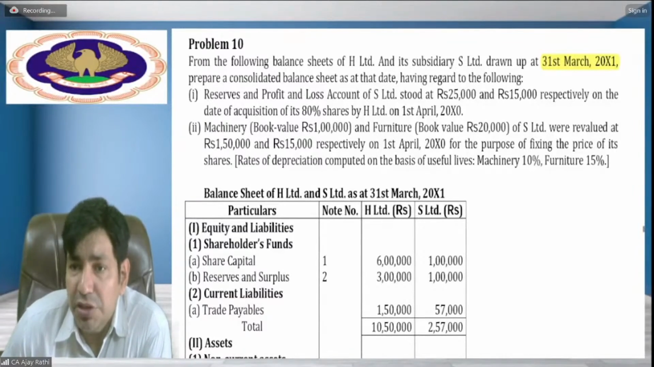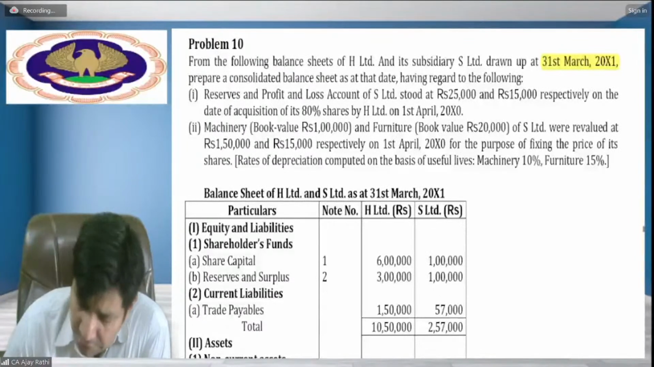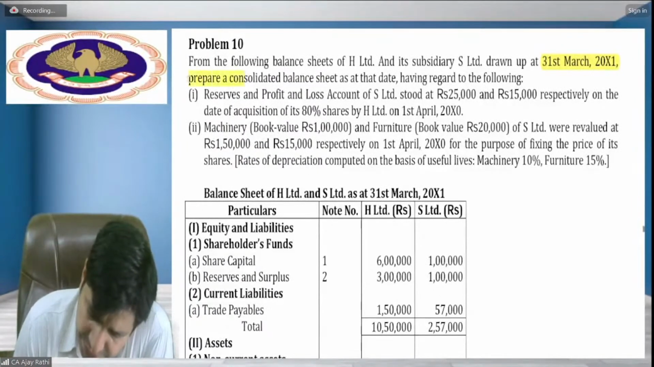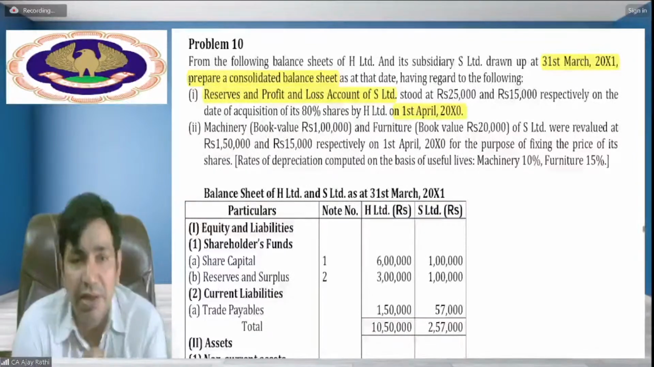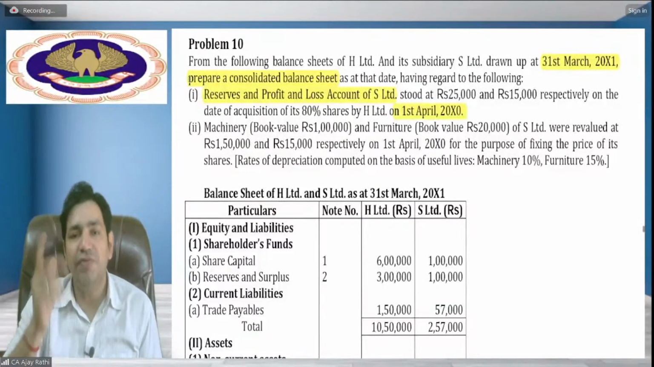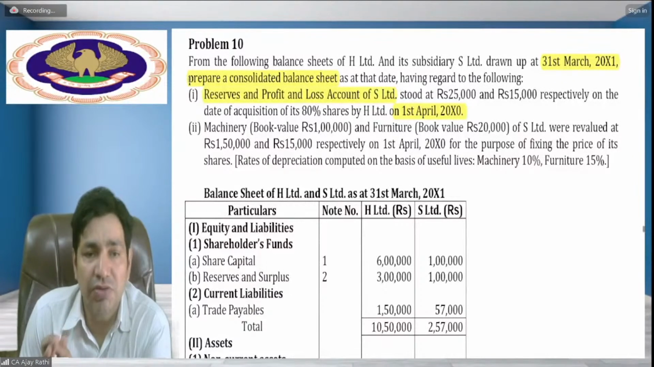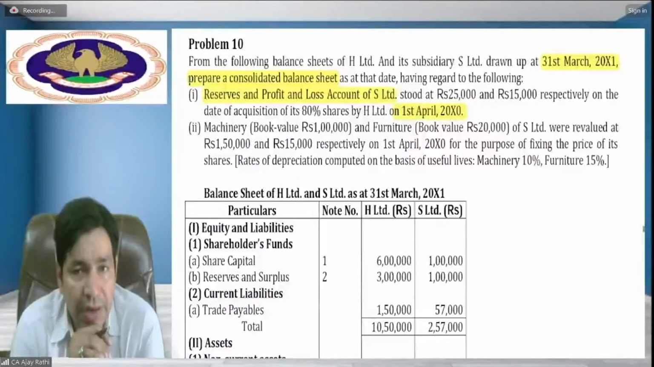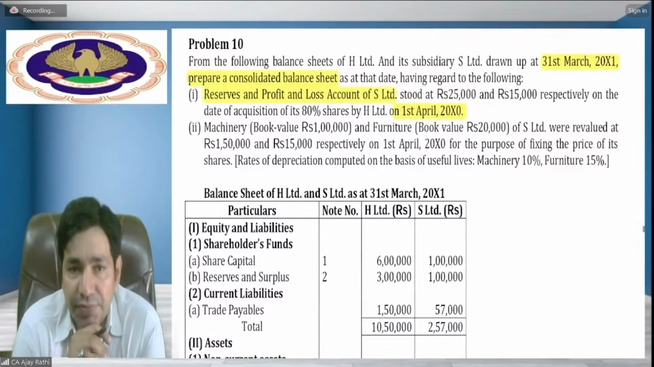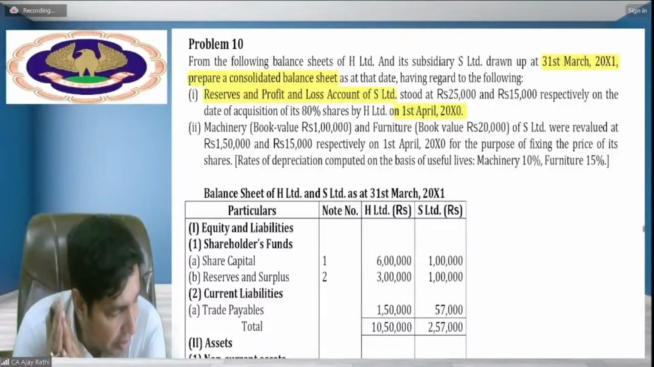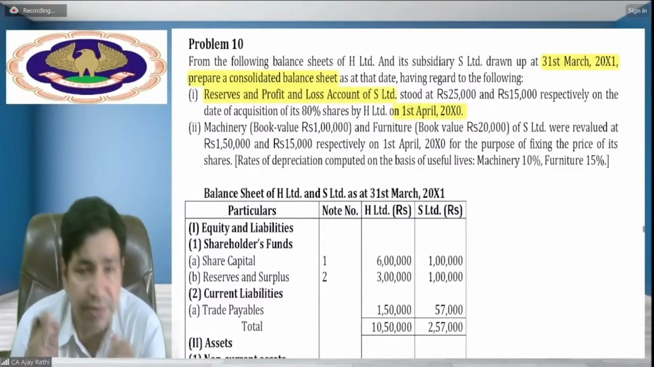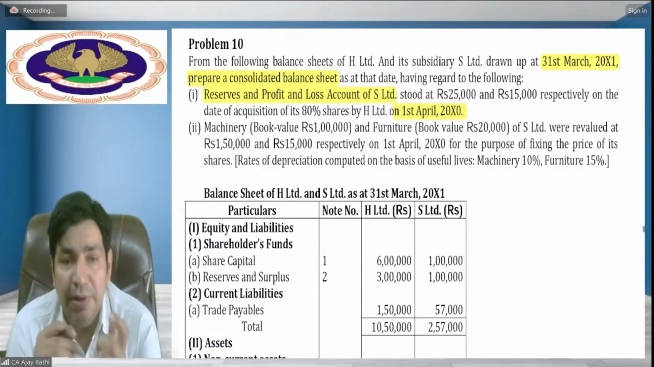Okay. Now, what the question is saying is prepare a CBS, having regard to the reserve and profit and loss account balance of S Limited given on 1st April 2000. Beta, you know, the balance sheet ending date is 2001, and the opening balance of April 1st, 2000 has been given. And on the date of acquisition, 80% shares were acquired. The question has given us the date of acquisition and also the profit of that date. So there is nothing to do with the time adjustment.